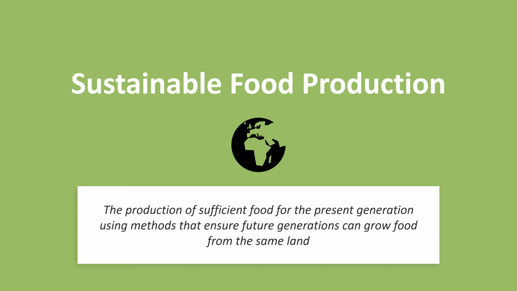Everything we have discussed so far, from the types of farming to the scale of production, leads us to this central challenge: sustainable food production. Sustainability in agriculture is defined as the production of sufficient food for the present generation using methods that ensure future generations can grow food from the same land. It is a balancing act.